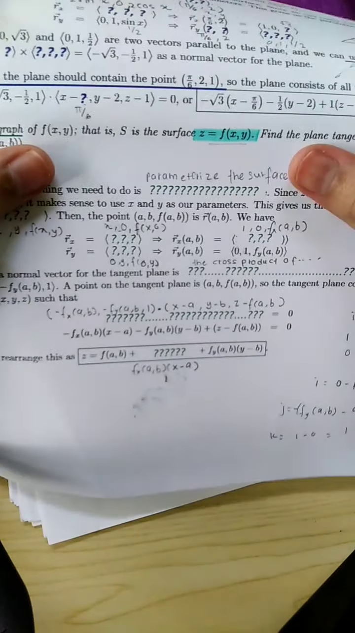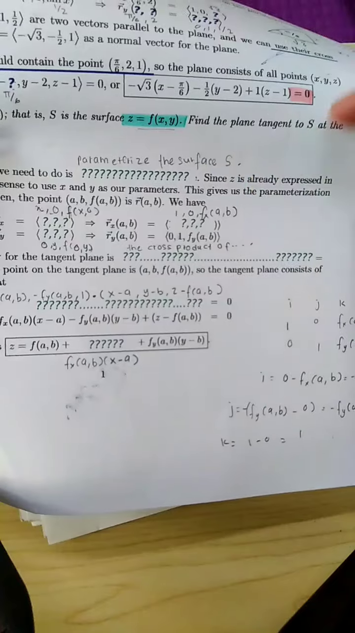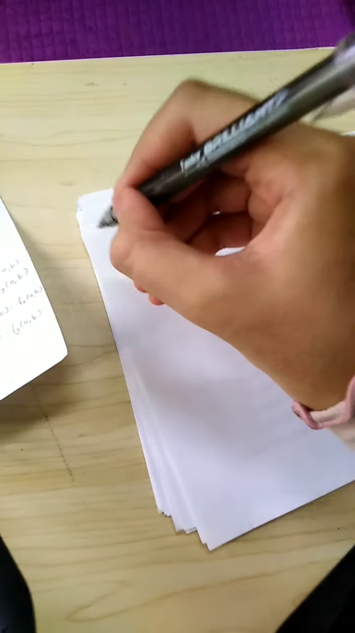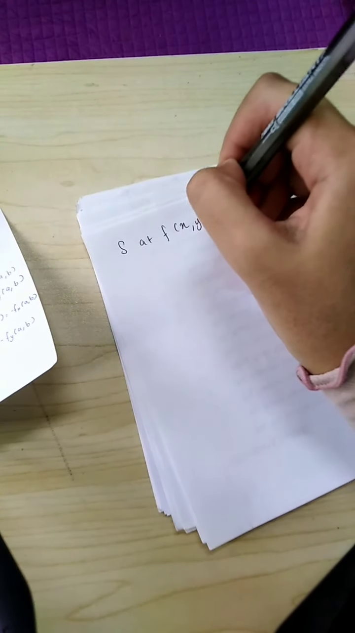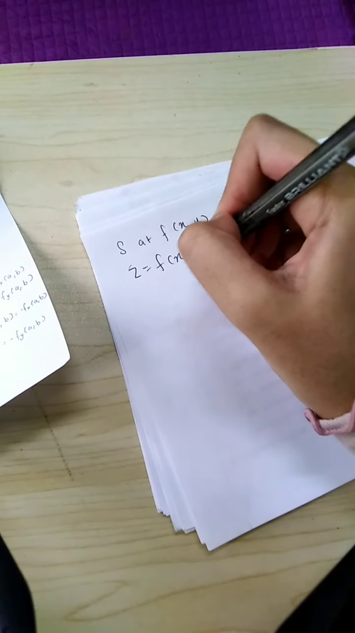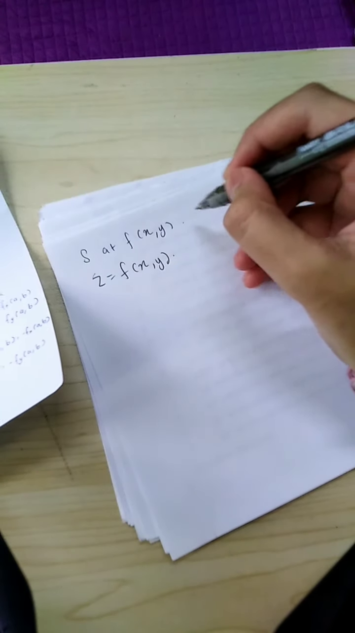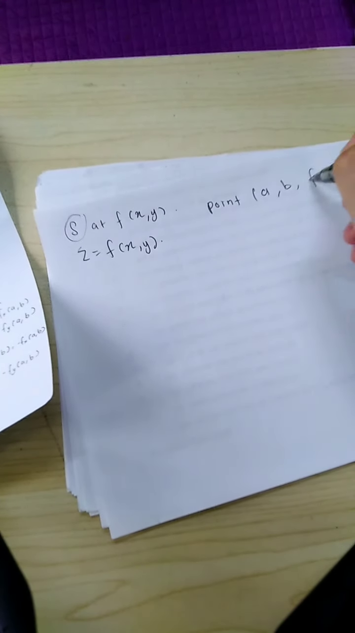Now we'll move to example number 3. Let S be the graph of f(x,y). That is, S is the surface z equals f(x,y), and we have to find the tangent plane of S at this point. So we write first: S is the surface z equals f(x,y), and we have to find the tangent plane of S at the point a, b, and f(a,b).